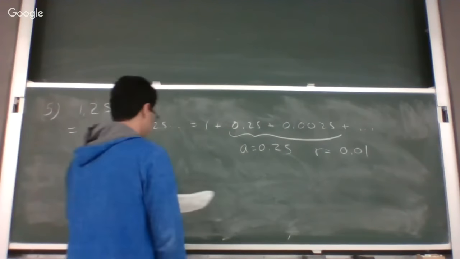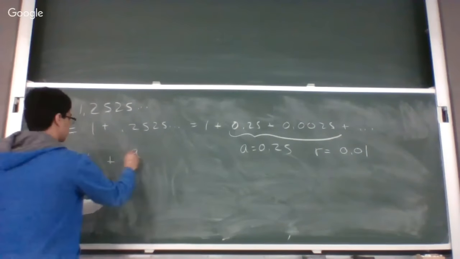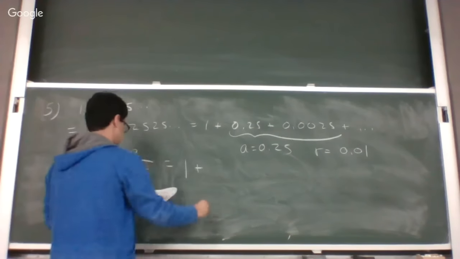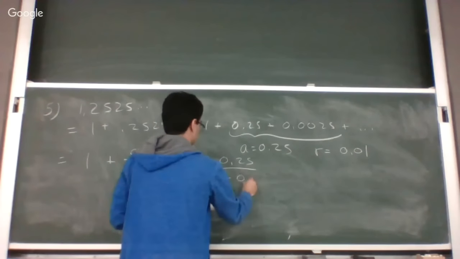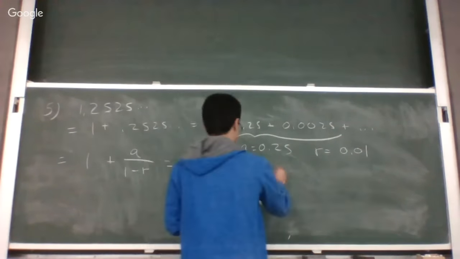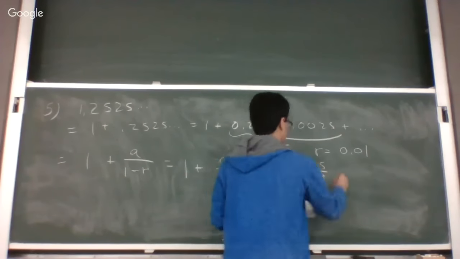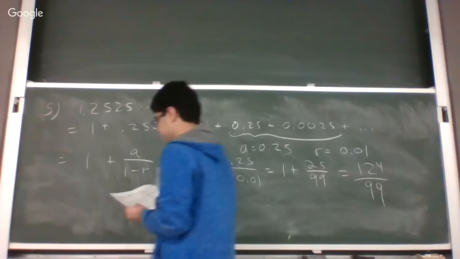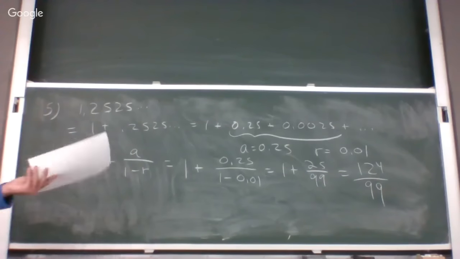So then the formula: this is equal to 1 plus A over 1 minus R. That's equal to 1 plus A, which is 0.25, divided by 1 minus 0.01, which is 1 plus 25 over 99, which is equal to 124 over 99. Any questions on that? There will for sure be a problem like this.